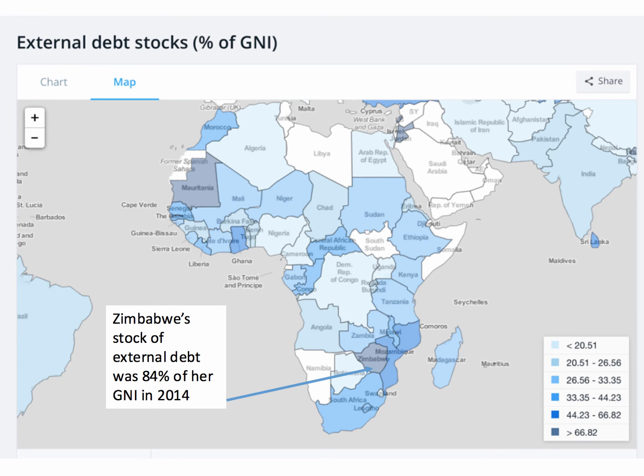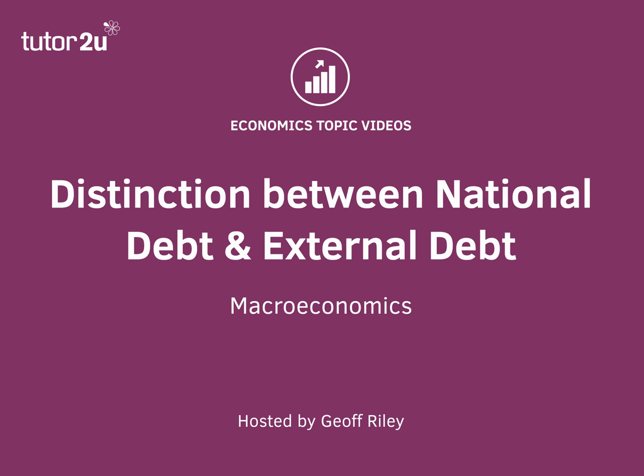Here's a second way of measuring the scale of external debt, and that's to express it as a percentage of a country's annual gross national income, or GNI. I've focused in this chart on African nations, and you can see that external debt does vary quite a bit as a share of GNI. Some countries have an external debt of less than 30% of their GNI. But Zimbabwe is a good example of a country with high external debt. In 2014, their external debt was 84% of the country's gross national income. So that's the difference between national debt and external debt.